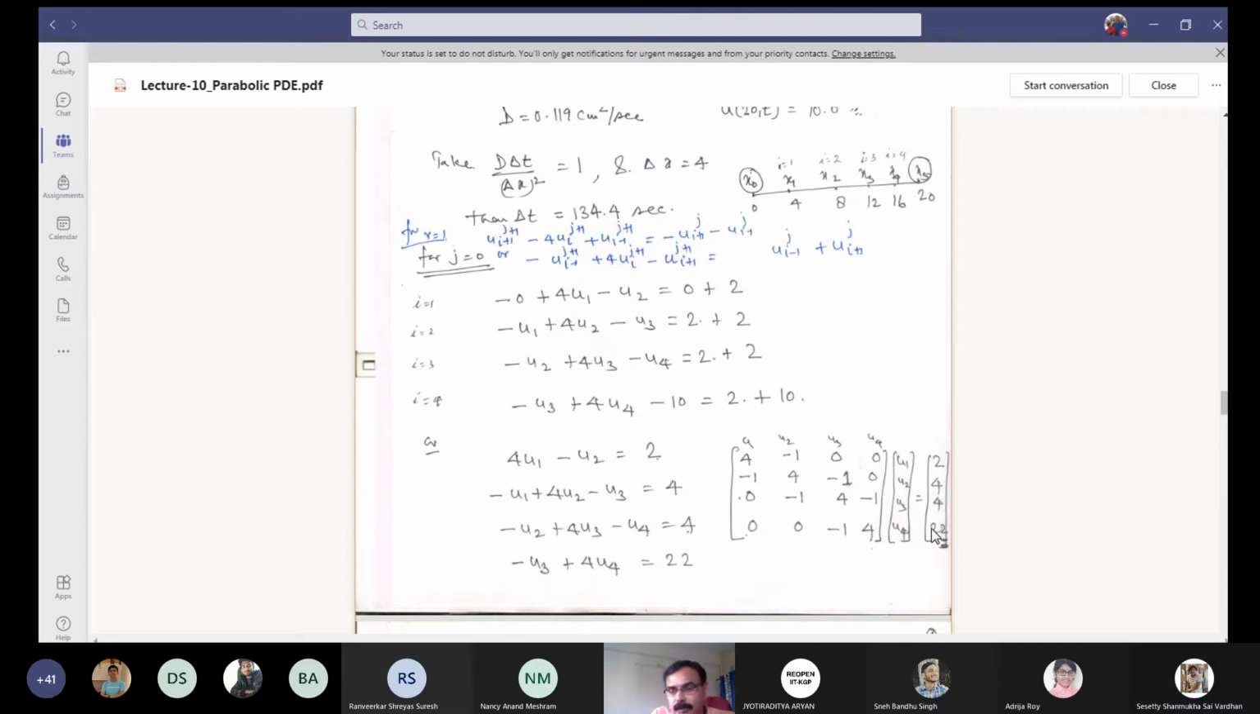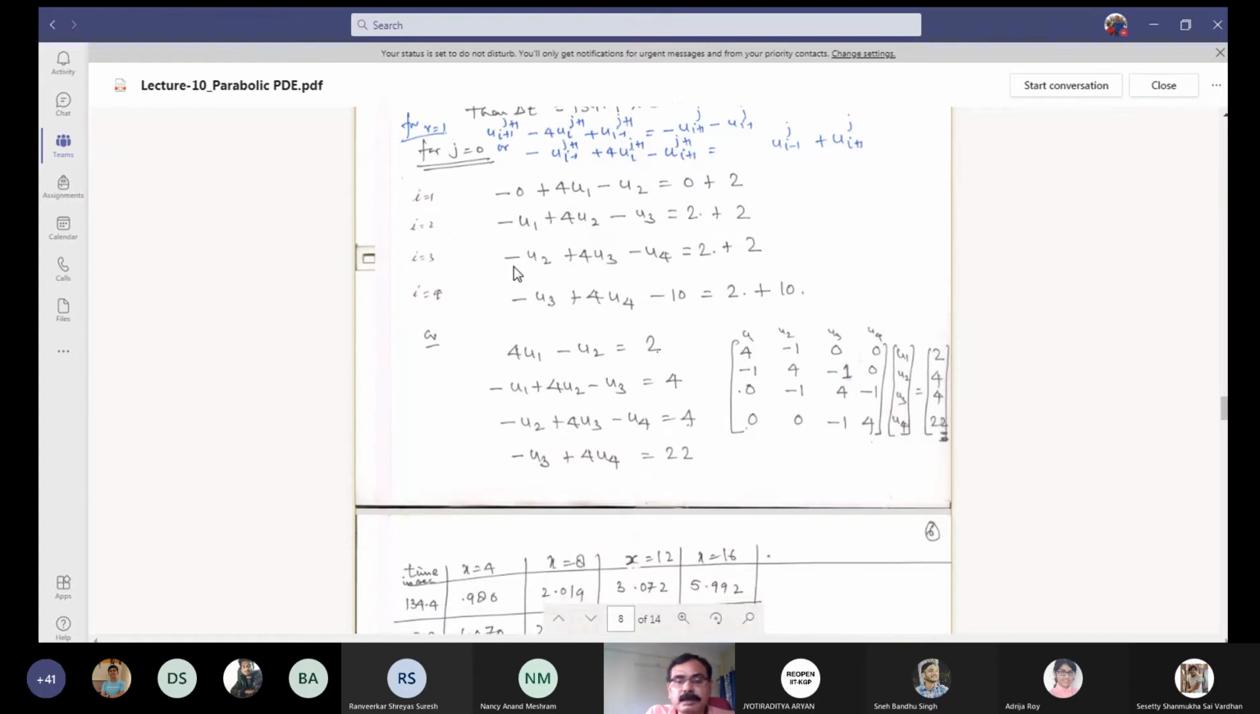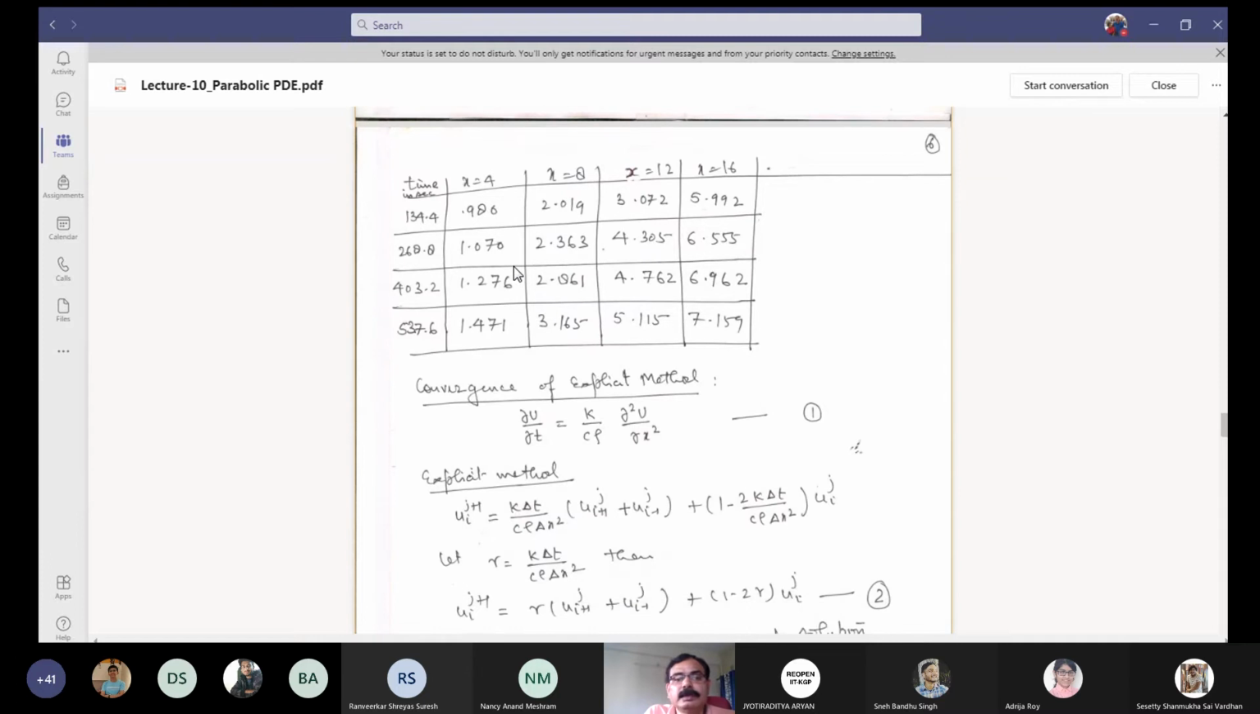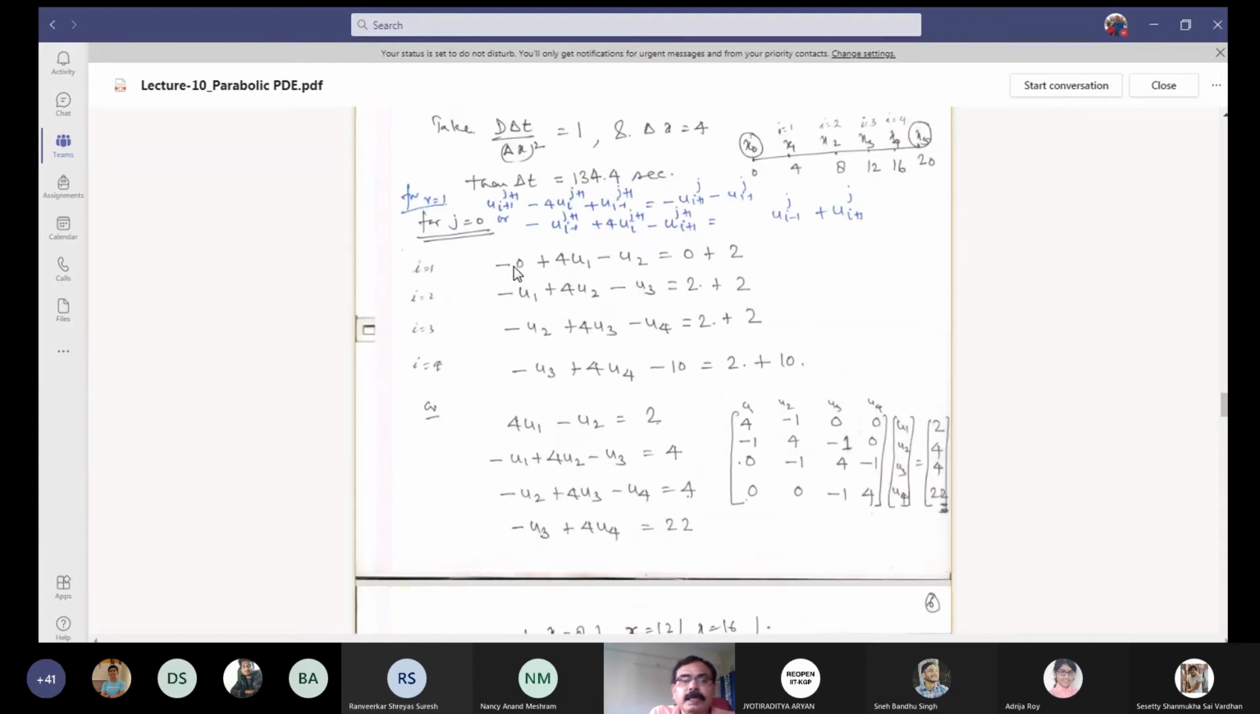Now we'll go to the next stage, that is for j equal to 1. Here it is not written, so I will explain. For j equal to 1, write down, I will dictate, at least one more step. Everywhere, j is 1 on the left hand side and j is 1 on the right hand side. Is that right?